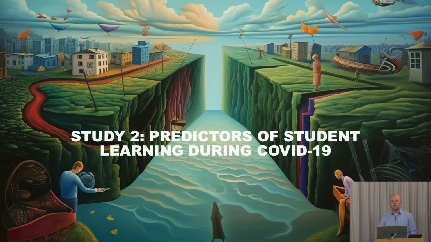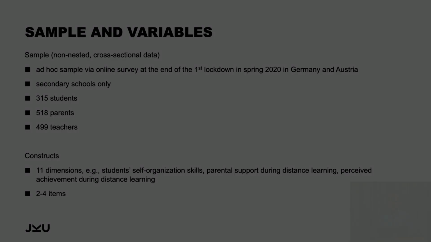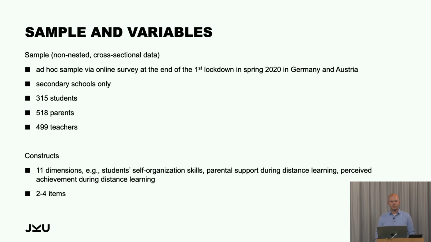I will proceed with study 2, in which we question whether the predictive validity of students' learning during COVID-19 differs depending on the informant group used. We have, again, cross-sectional data. The data was collected via online questionnaire at the end of the first lockdown in 2020 in Germany and Austria. The sample is an ad hoc sample, and unfortunately it was not possible to link the different groups, so we cannot make use of the hierarchical structure in the data.